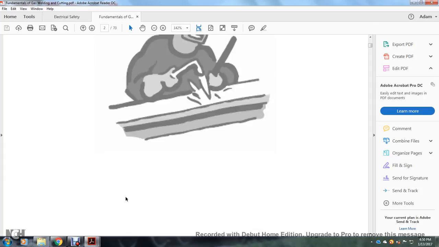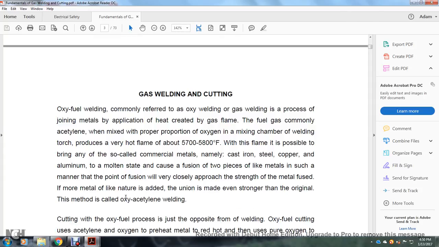Fundamentals of Gas Cutting and Welding. Gas welding and cutting. Oxy-fuel welding, commonly referred to as oxy-welding or gas welding, is a process of joining metals with the application of heat created by gas flow. The fuel gas, commonly acetylene, is mixed with the proper proportion of oxygen in a mixture chamber, and welding torches produce a very high flame of 5700 to 5800 degrees Fahrenheit.